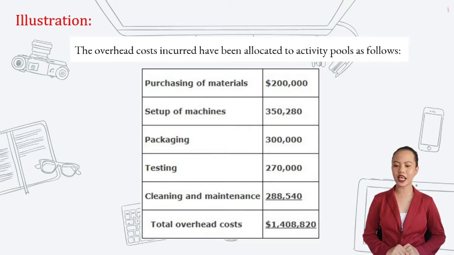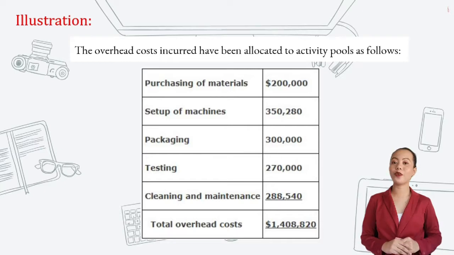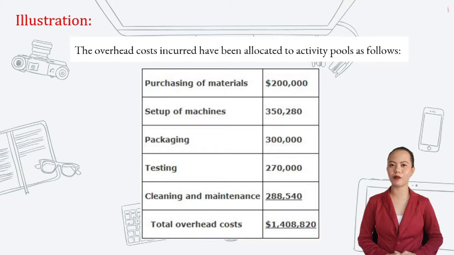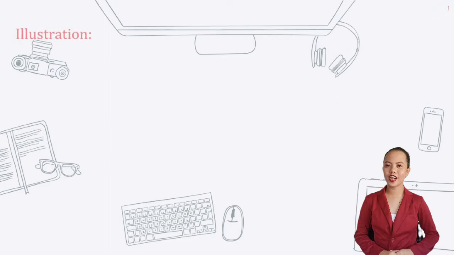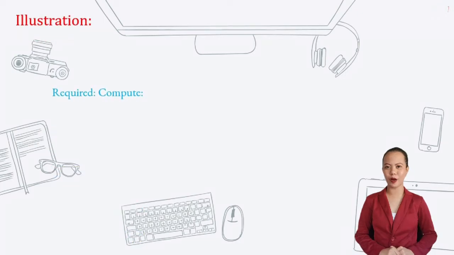$270,000. Cleaning and maintenance, $288,540. And the total overhead costs are $1,408,820. Now, these amounts are already given in the problem, so you need not worry about calculating every single one of them. But you still need to take note of this because these will be very important in the following questions. Okay, so now, here are the things that we need to compute for this problem.